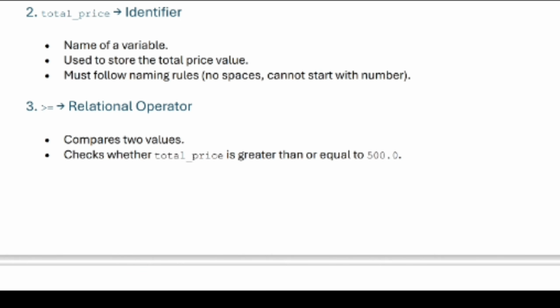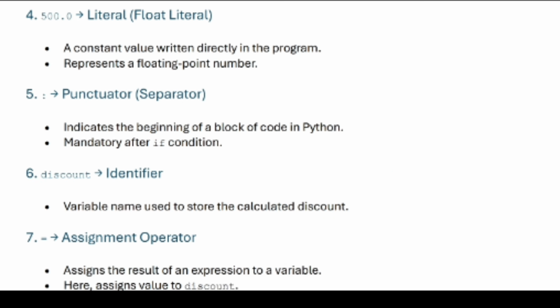Okay. The next one is ">=", greater than or equal to, which is a relational operator. It is used for comparing two values, to check whether total_price is greater than or equal to the given value in the program. Next, the fourth one, 500, is given. It is a literal, which we call a float literal. It is a constant value written directly in the program and represents a floating point number.